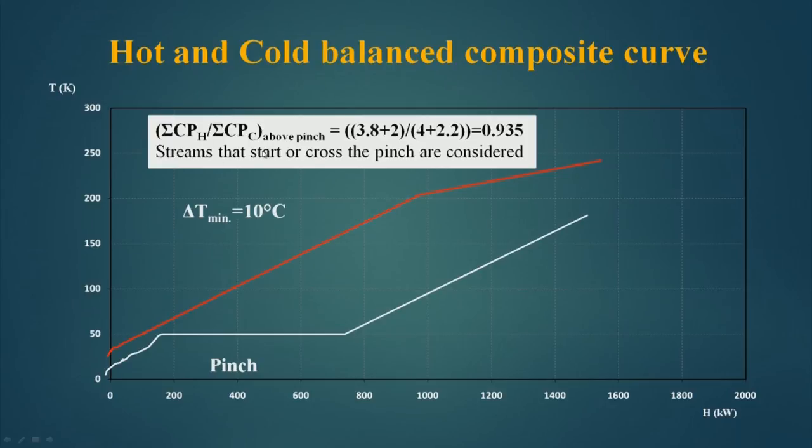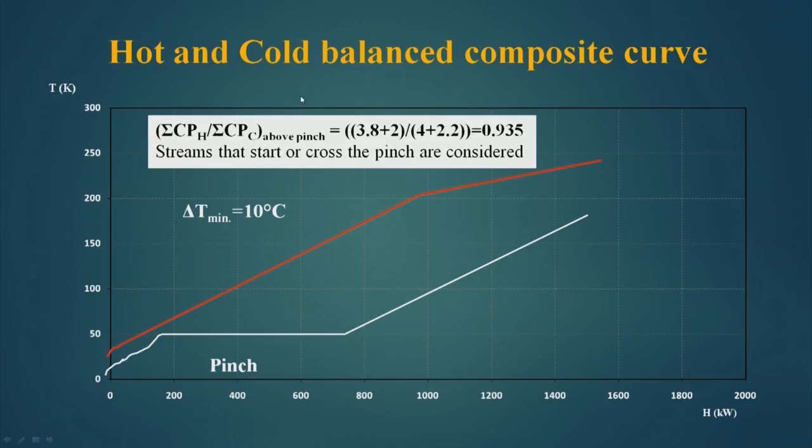Now, here the Cp ratios at the pinch. Here I want to clarify that we have taken those streams which are crossing the pinch for the computation of this. Those streams which are not touching the pinch, we are not taking. Similarly, in the number of streams criteria, we count those streams which are crossing the pinch or starting from the pinch. We do not consider those streams which are not touching the pinch or which end before the pinch.